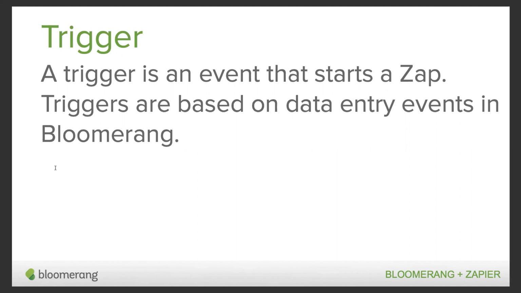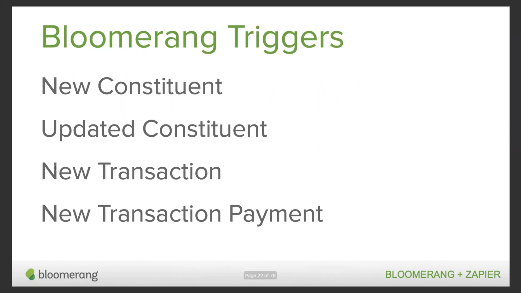constituent. The time it takes for a trigger to run in Zapier is based on your Zapier plan, but generally, a Zap will trigger to run in less than 15 minutes from the time you enter that event in Bloomerang. So pretty quick, almost real time. Integrations from Bloomerang can start a Zap based on the following Bloomerang events: a new constituent, an updated constituent, a new transaction, and a new transaction payment.